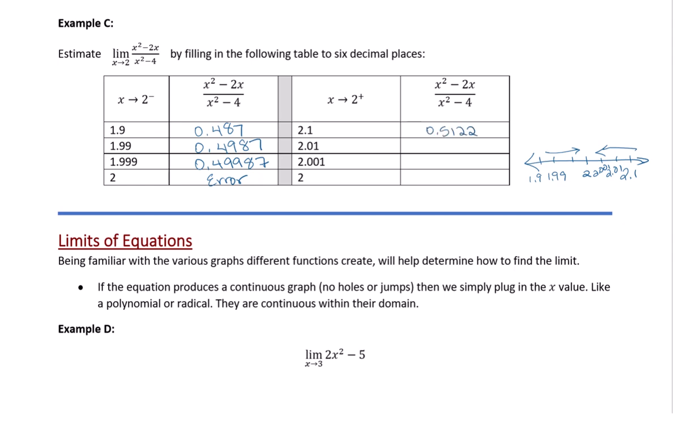0.5122. Next, it would be 0.50125, and then 0.50012. And for the number 2, we'd get an error, which means the limit is getting closer and closer to 0.5 because it's approaching the same number from both directions.